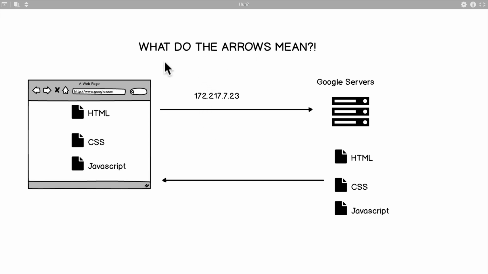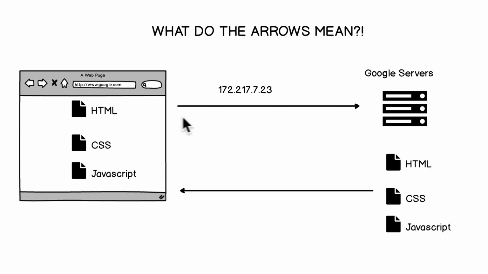But some of you may have had a question that is, what do the arrows mean? I mean, it's kind of like magic, right? I just told you that we send off the IP address to the servers. The server responds with some files, but this is just magic. Like, what do these arrows mean? So we're going to talk about that in this lesson.